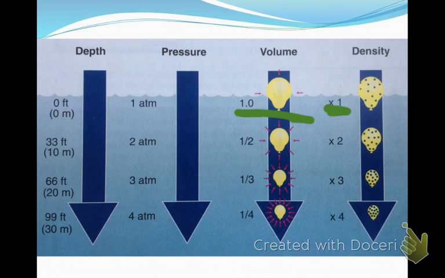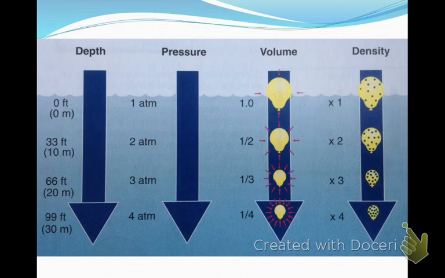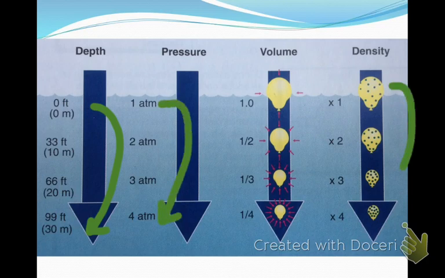As we go down, and this is a general rule, this is what scuba divers need to know, as they go down 33 feet, which is 10 meters, the pressure doubles. If they go down to 66 feet, the pressure will triple, that volume will be cut by a third, and the density will be tripled. If we go down to 30 meters, 99 feet, the pressure is quadrupled, the density is also quadrupled, but the volume is cut into a quarter.